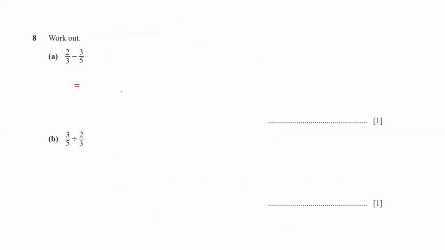So 2 by 3, we take the LCM of 3, 5, so it becomes 15. 3 into 5, 15. So 5, 2 multiplied by 5 minus 5, 3. So 3 multiplied by 3, 9. So 10 minus 9 divided by 15. This comes out to be 1 by 15.